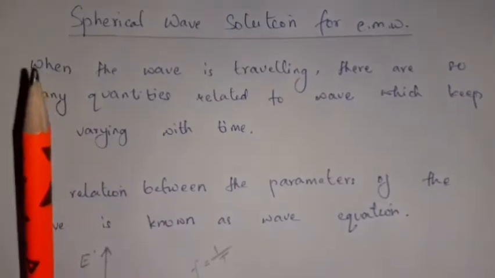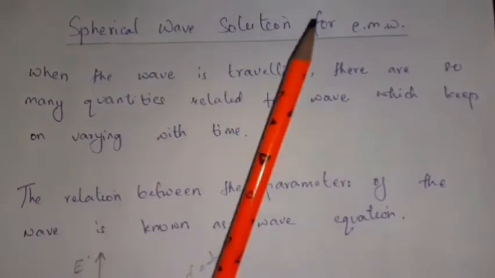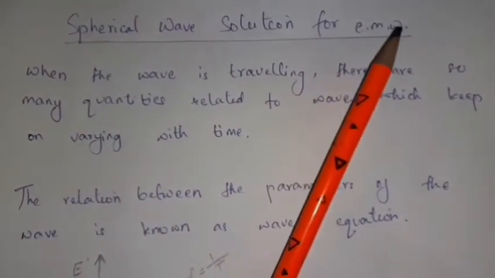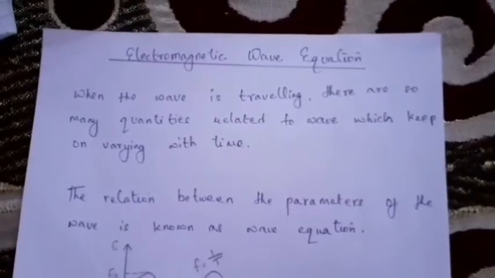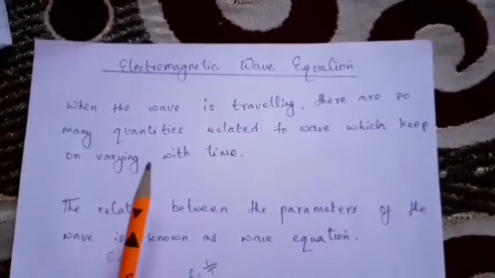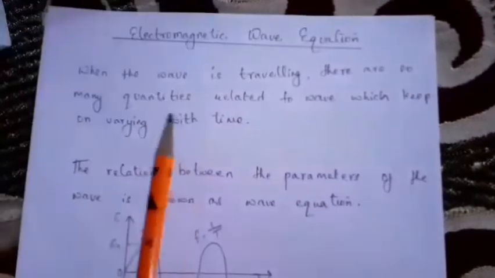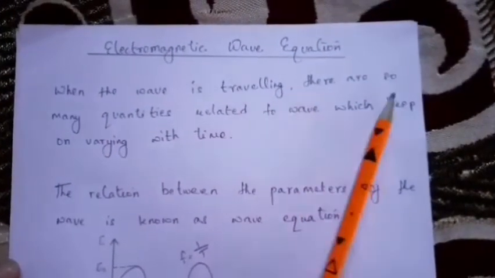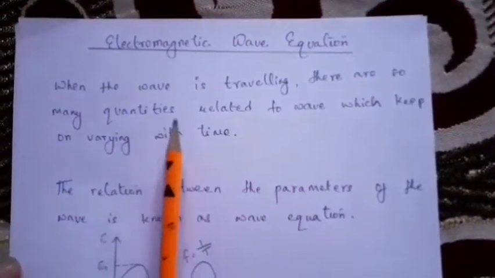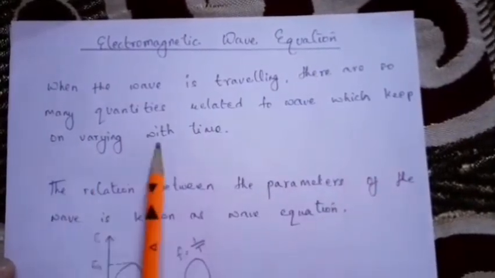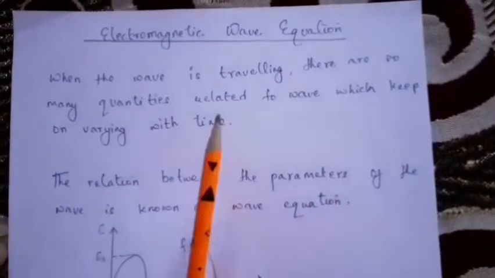I'm going to start with my topic, spherical wave solution for EMW, electromagnetic wave. So electromagnetic means what? It is the combination of both electric field as well as magnetic field. So when the wave is traveling, there are so many quantities or parameters related to the wave which keep on varying with time along with the wave. So what are all the parameters?